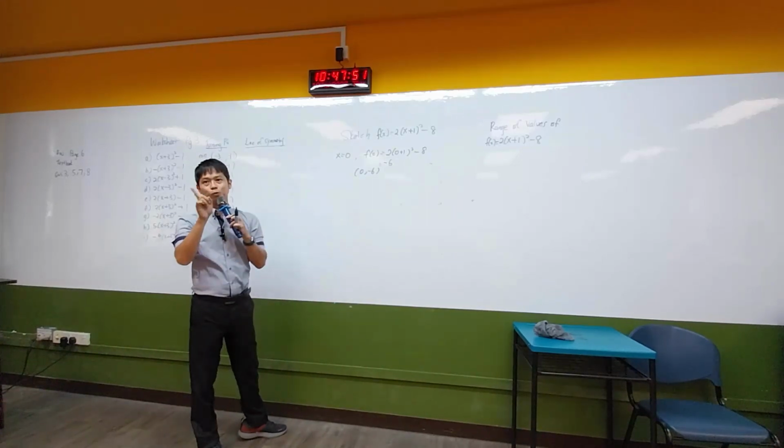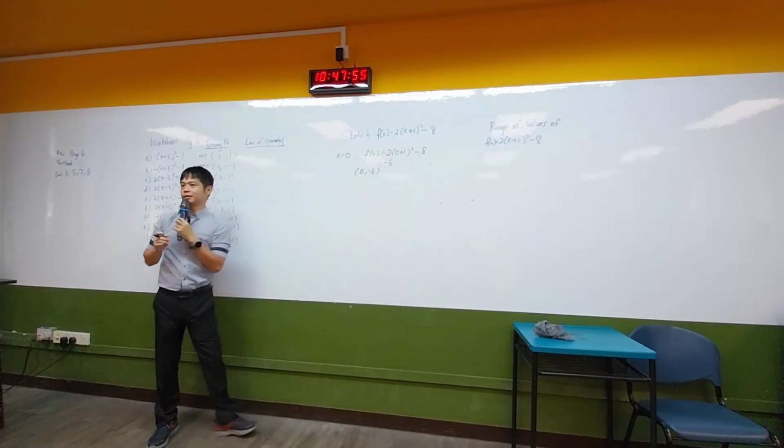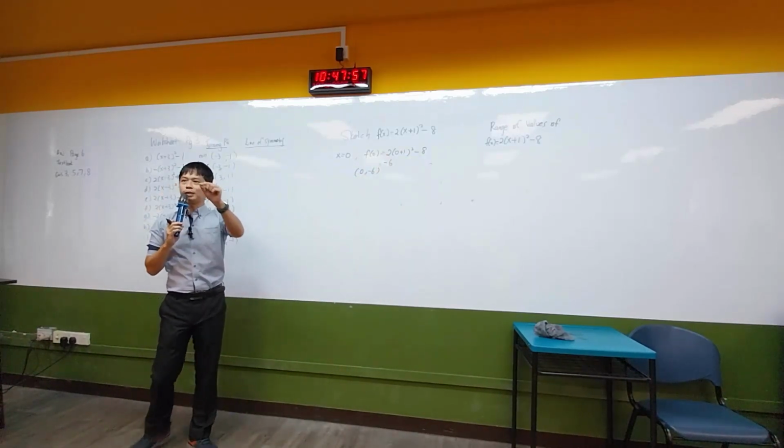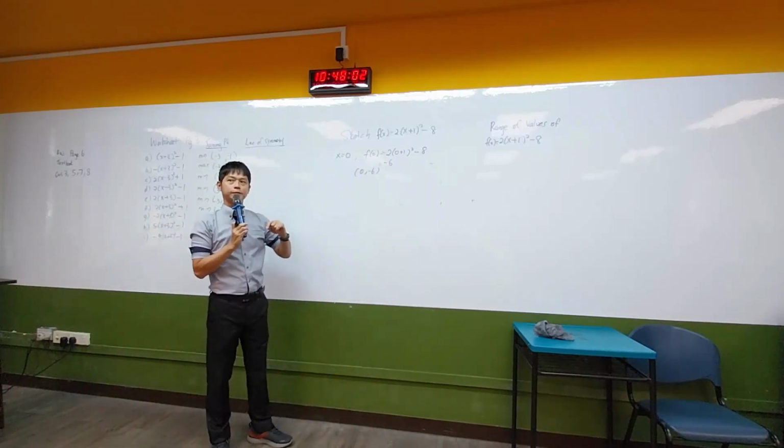Correct. But 2 times 1 is 2. So 2 minus 8 is... okay, don't worry about this. You just need to key into your calculator exactly what you wrote. It should be negative 6.